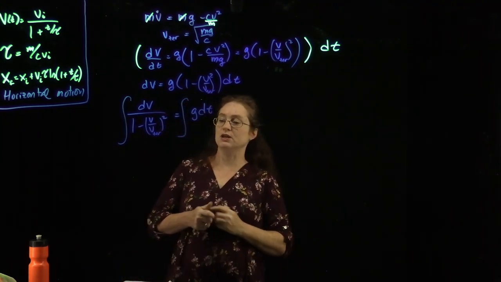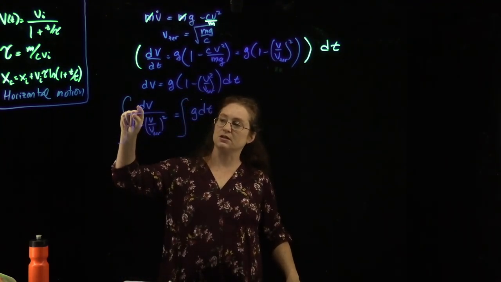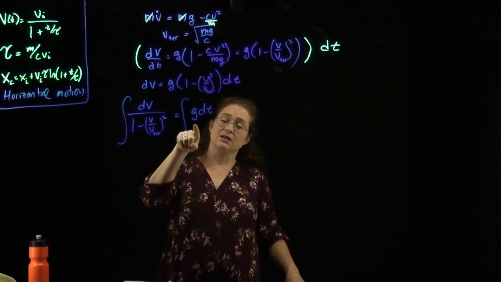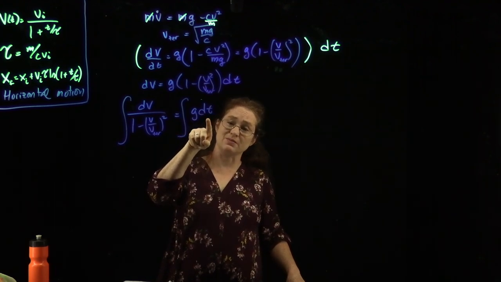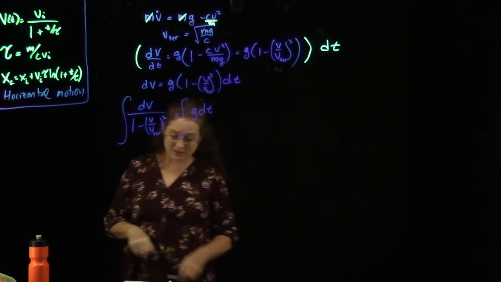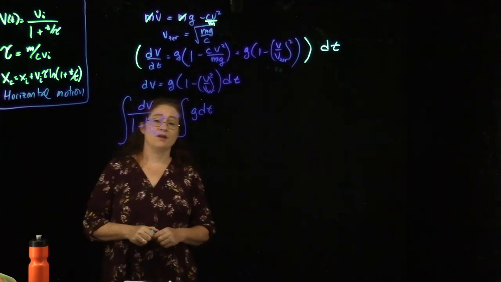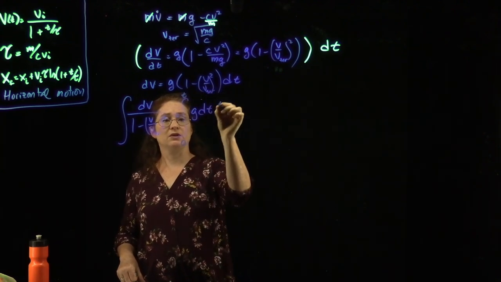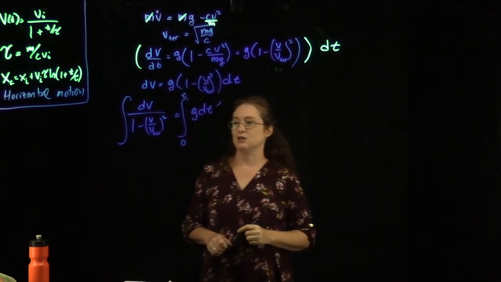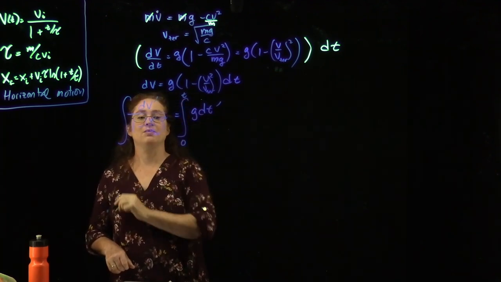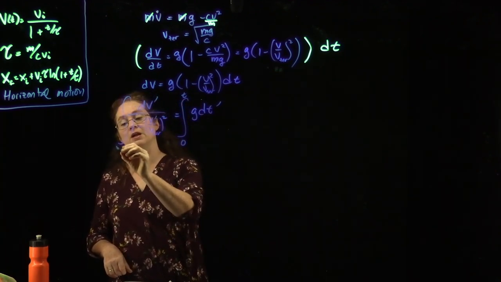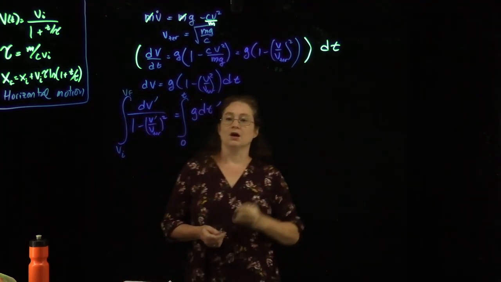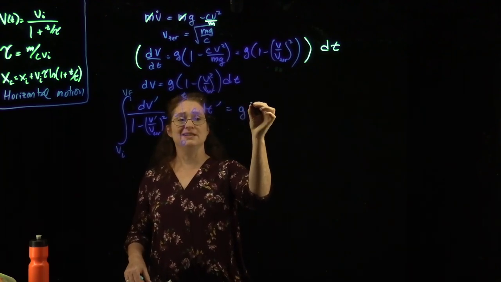Now we can do a quick unit check here. So this term is unitless, and this is a small change in velocity. So this has units of meters per second. This is meters per second squared times seconds, or meters per second. So we can tell here that at least so far we have the correct answer. This side, we're going to integrate from 0 to t, and I'll rename my variable of integration t prime. I'm going to rename that integration variable v prime, and I'm going to integrate from v initial to v final. All right, this side is easy. This is just g t.